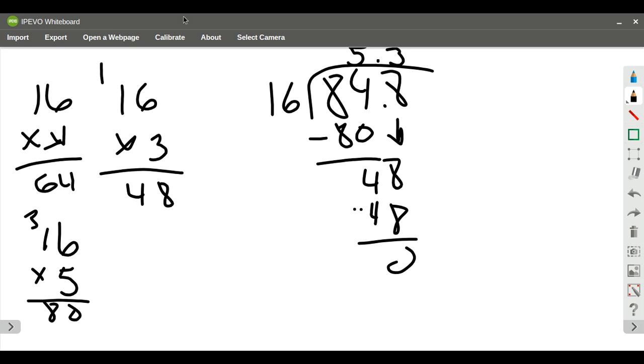So really the big thing that I'm looking at is I'm just starting to work with larger numbers, but the standard algorithm stays the same. I go ahead and I bring my decimal up, and then I look at how many times 16 is going to go into each digit, or how many times the divisor is going to go into the dividend.